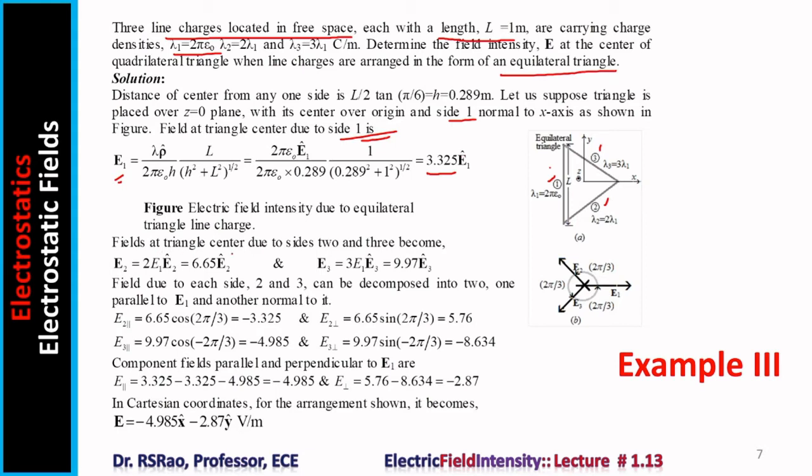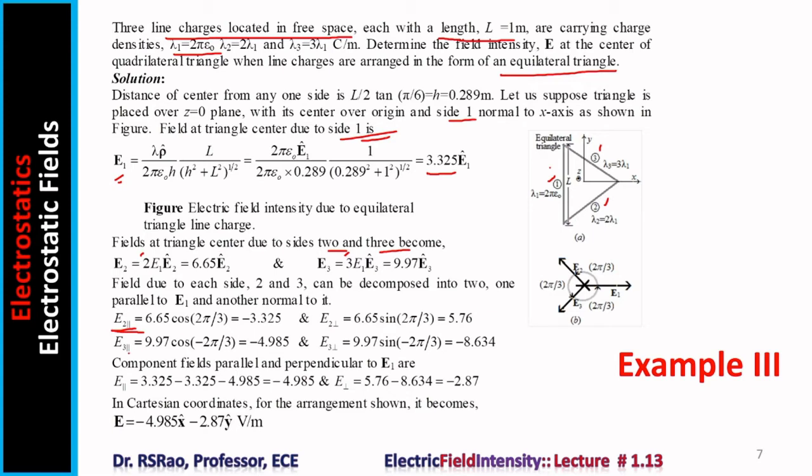Fields at the triangle center due to sides 2 and 3 become E2 is 2E1 E2 cap, E3 is 3E1 E3 cap. These 2 and 3 are there because lambda 2 is 2 lambda 1 and lambda 3 is 3 lambda 1. So naturally field intensities are 2 times and 3 times respectively of field intensity due to charge 1. Field due to each of sides 2 and 3 can be decomposed into two, one parallel to E1 and another normal to it. So parallel component, E2 parallel to E1, is minus 3.325. Perpendicular to E1 is 5.76.